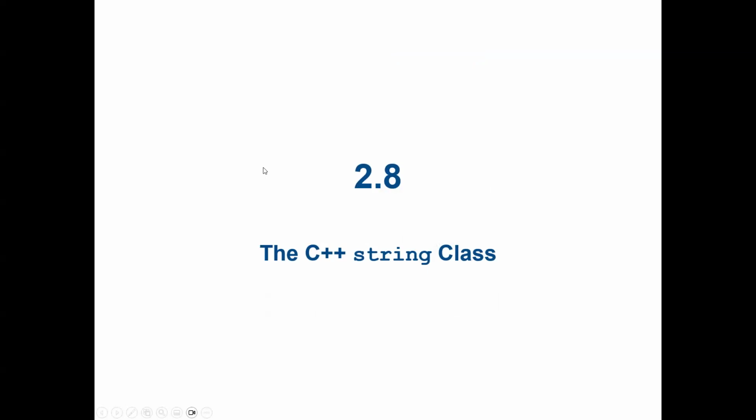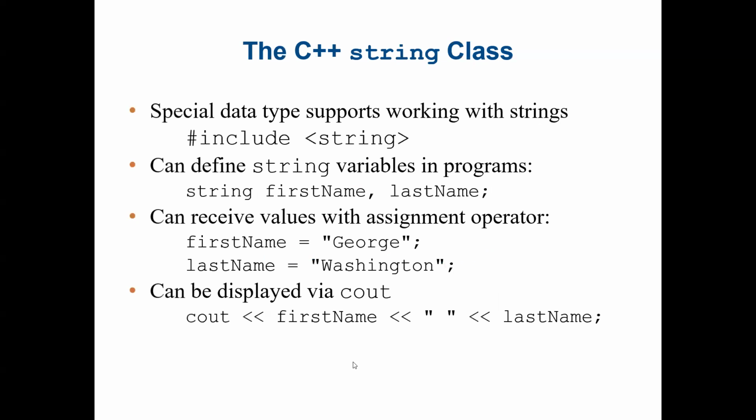Using a string in C++, we always have to include the string class in our header file. So we use the keyword #include <string>, with left and right angle brackets, the same way we write <iostream>. So this can define string variables in programs. When we include the string class, now I can declare a variable as a string type.